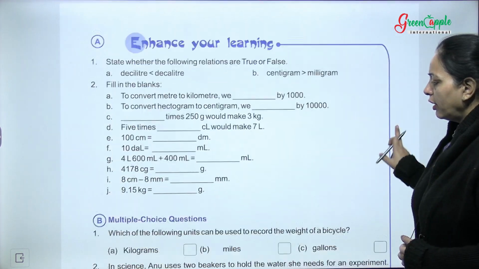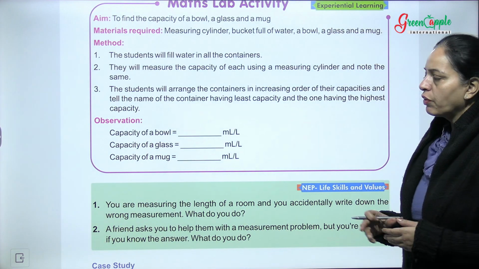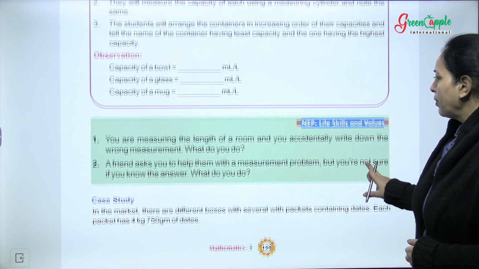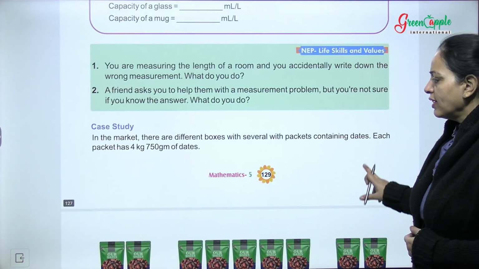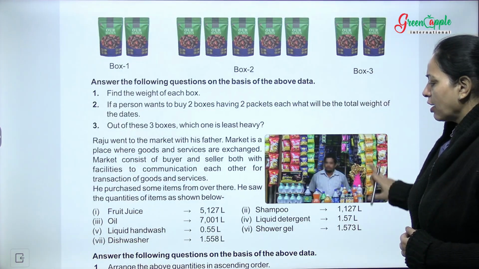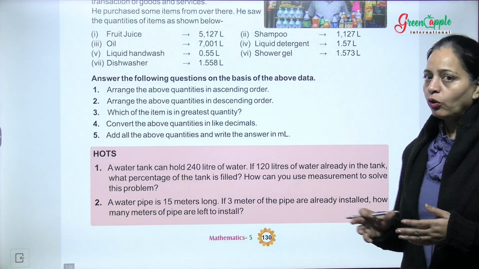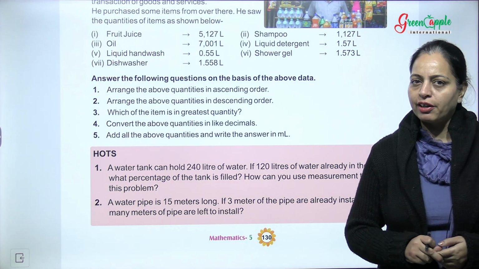Now enhance your learning and some. Now there is one math lab activity and some life skills based questions and case study, and we have some HOTS questions also. So I hope the concept is very much clear to you.